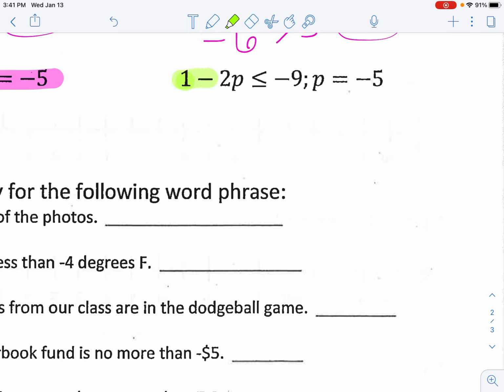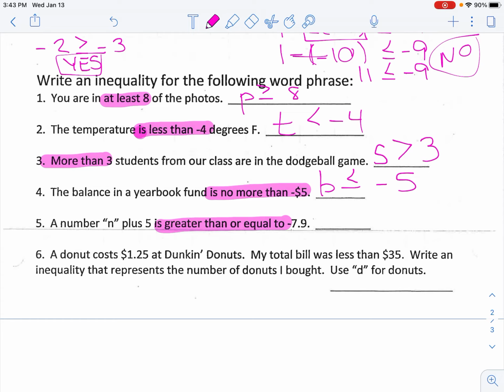A number n plus 5 is greater than or equal to -7 and 9/10. So this one clearly states you're going to use the sign greater than or equal to. So a number n plus 5 is greater than or equal to -7.9.